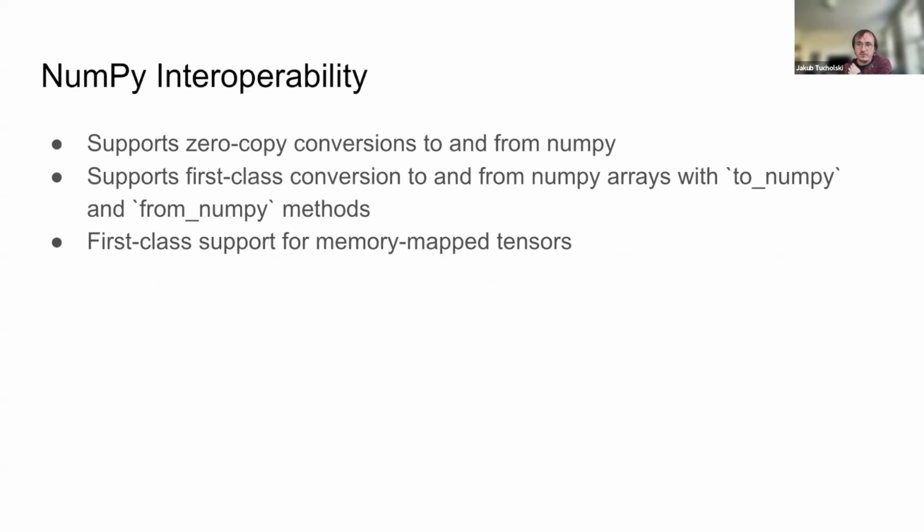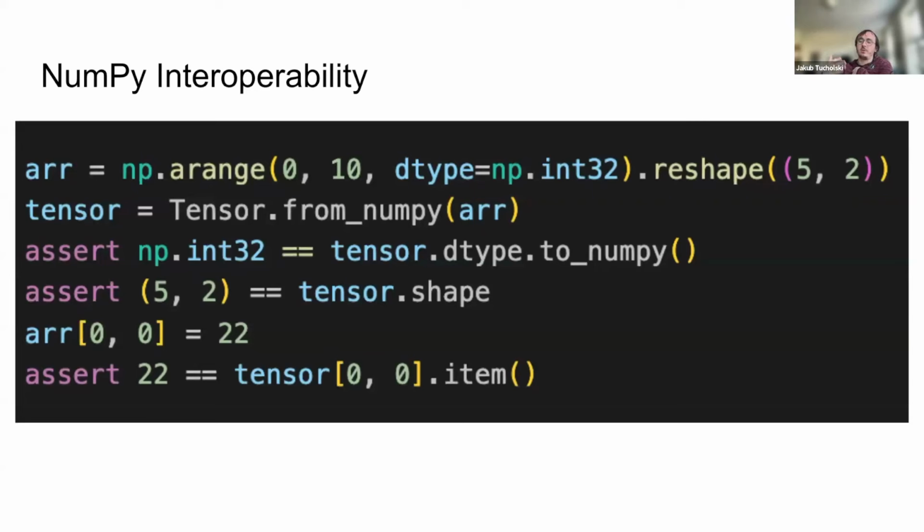And it's like, okay, that's fine. You can do that. Here we do have the ability to support zero copy conversions to and from NumPy. We have some first class conversion capabilities from NumPy arrays, and we additionally have first class support for memory map tensors in NumPy as well. So we provide simple from NumPy methods that allow you to create these tensors directly from these arrays. This operation is actually zero copy. So if you make changes to the underlying NumPy array, it'll be reflected upon the tensor itself, right?